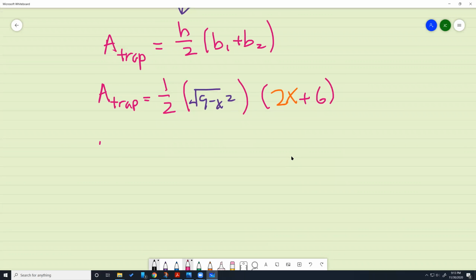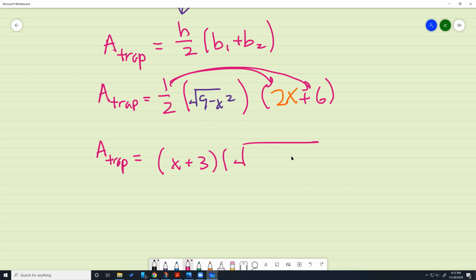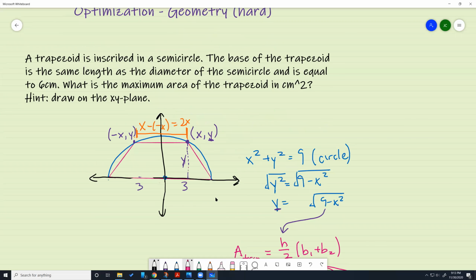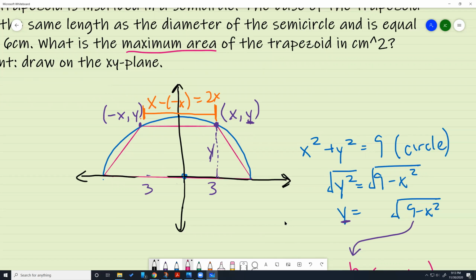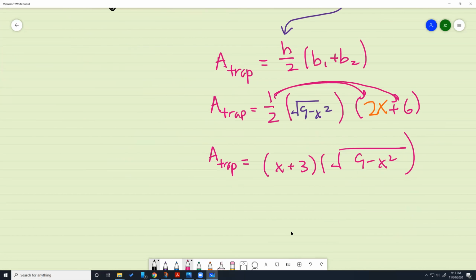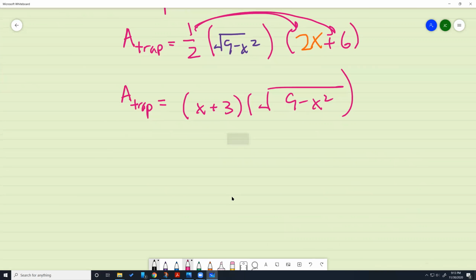Now we can simplify this somewhat before we use the first derivative test on it. I'm going to distribute the 1/2 to this factor there. And so I will get x plus 3 times square root 9 minus x squared. We can officially get started here. Remember, optimization problem. What are we maximizing? The area of the trapezoid. So we are going to use the first derivative test. Let's go ahead and do that.